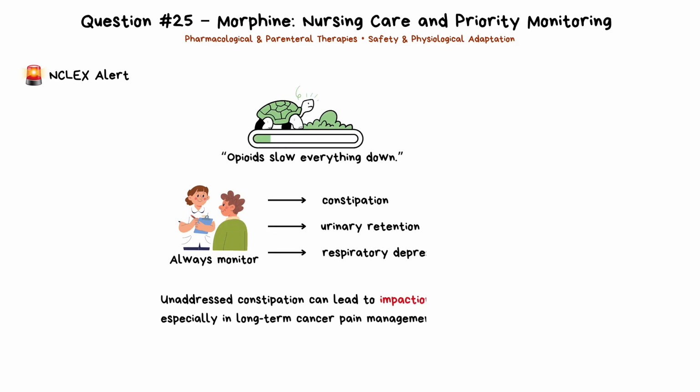Here's your NCLEX alert. Always remember, opioids slow everything down. Monitor for constipation, urinary retention, and respiratory depression. Unaddressed constipation can progress to impaction or paralytic ileus, especially in long-term pain management.